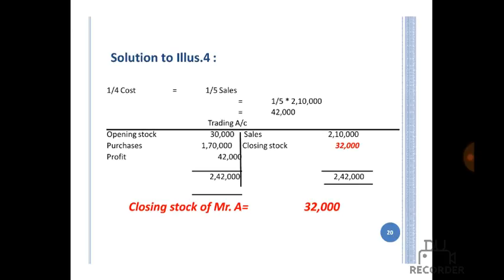Trading account. Opening stock is 30,000. Purchase 1,70,000. Sales 2,10,000. Closing stock 32,000. Profit is equal to 42,000. Closing stock of Mr. A is 32,000.